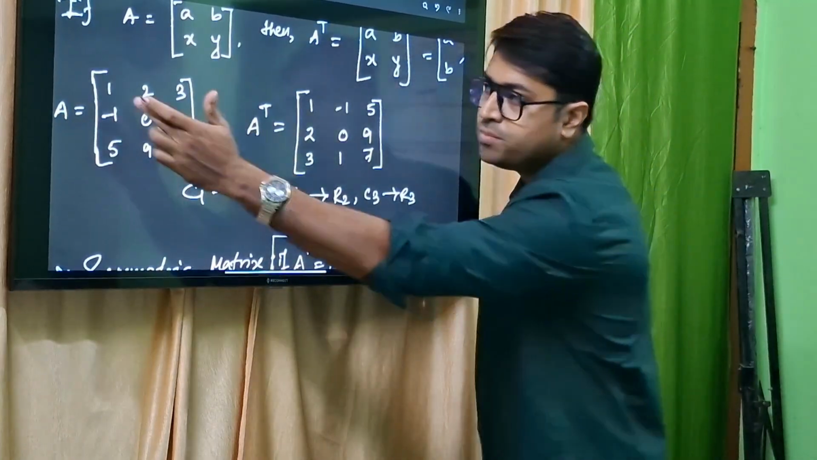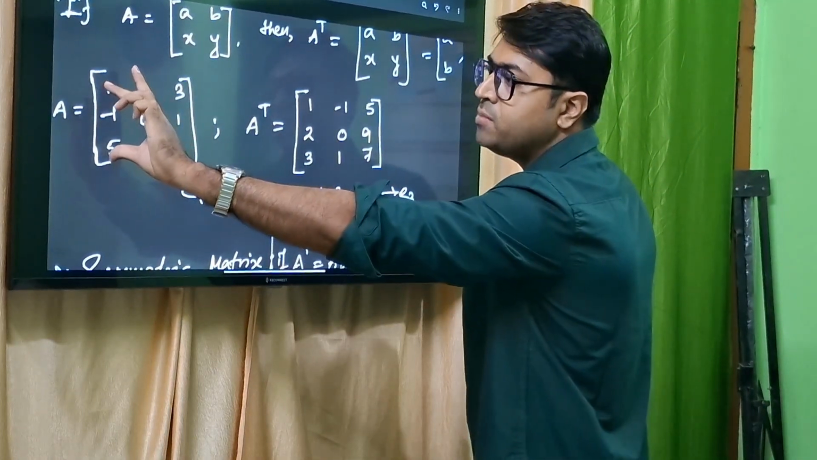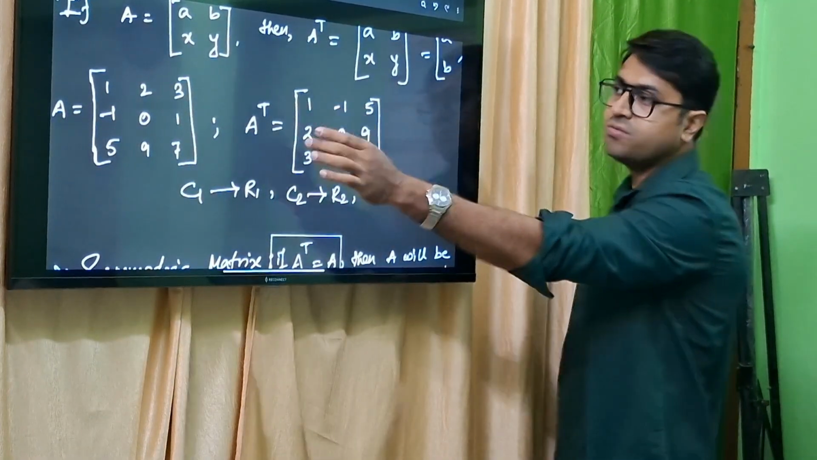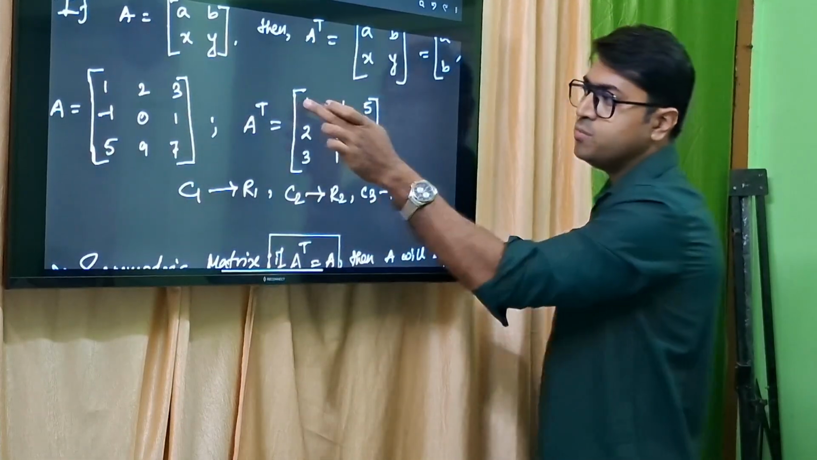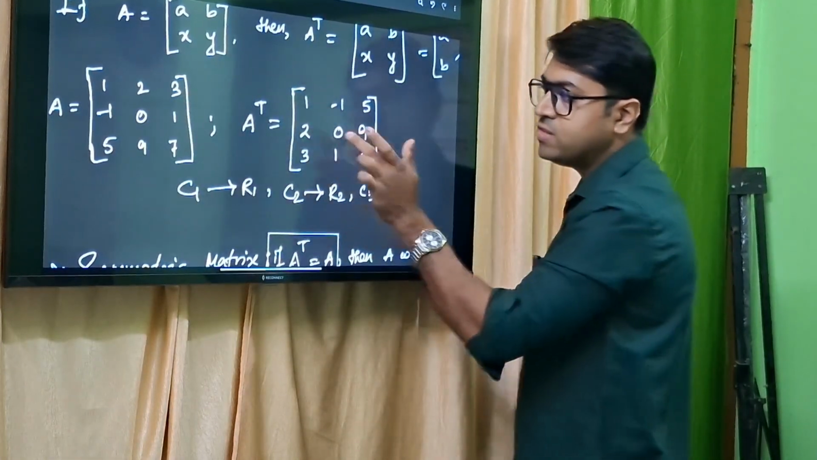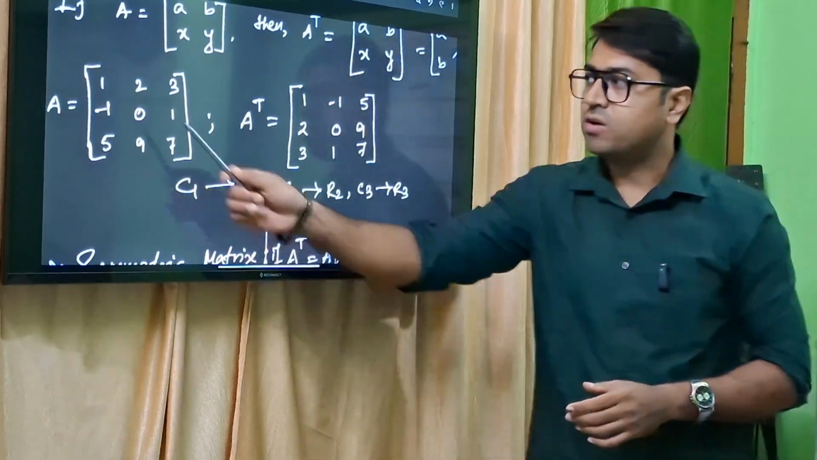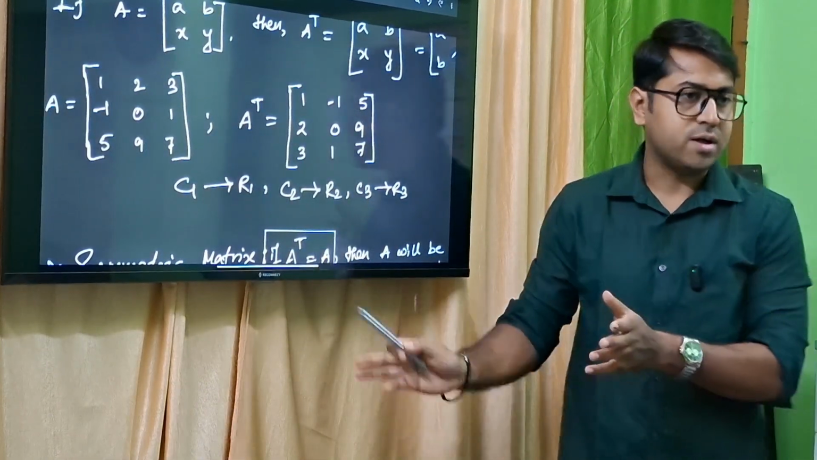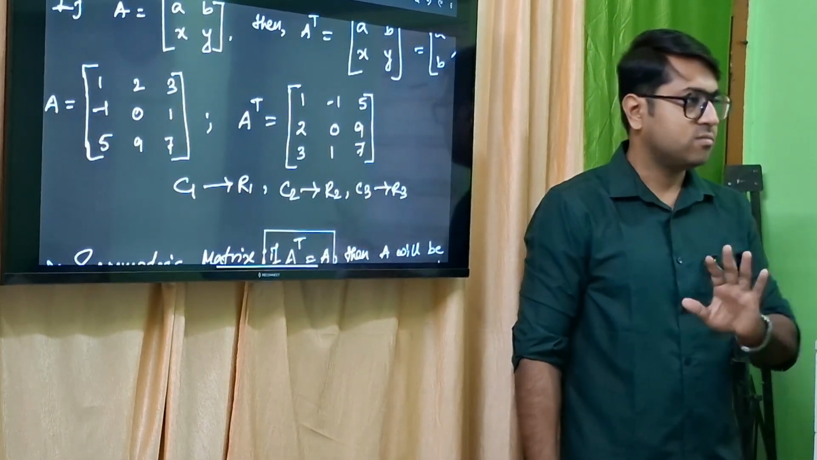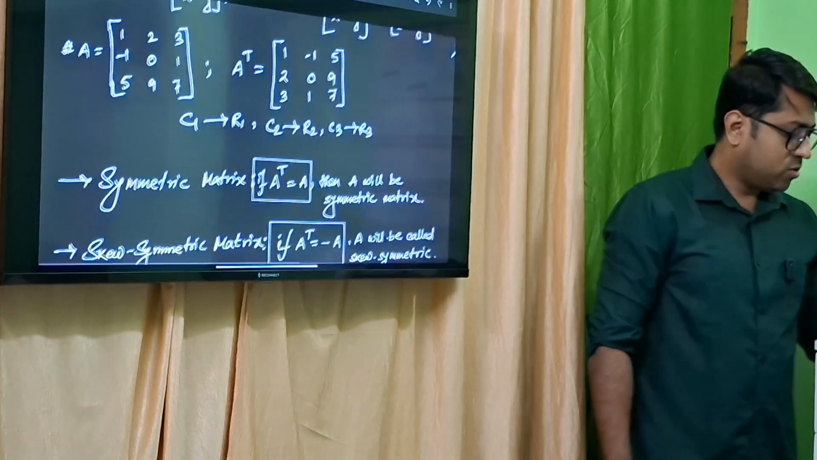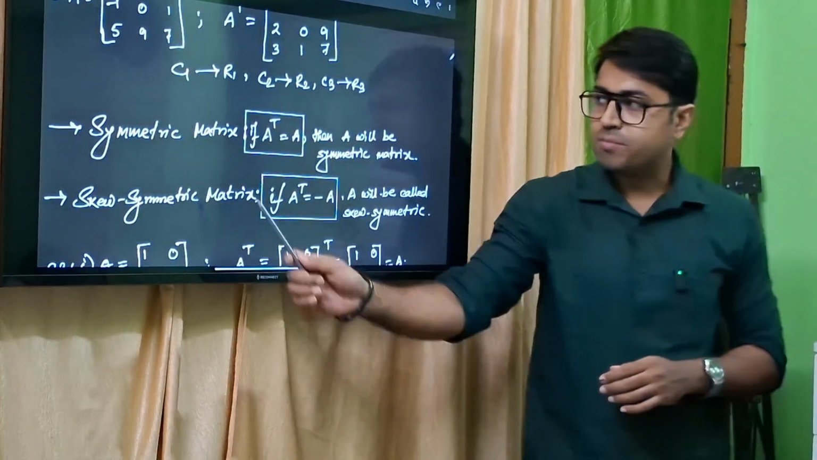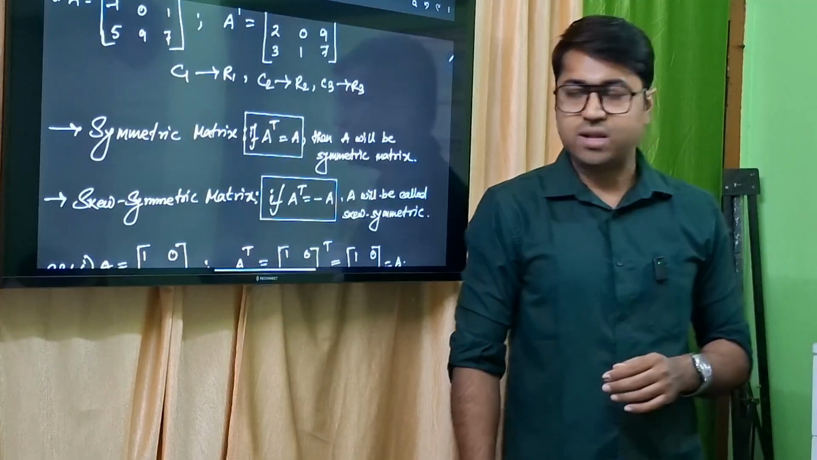If you see the column 1, minus 1, 5, that column I have written as a row. That means the first column becomes the first row, the second column becomes the second row, the third column becomes the third row, or vice versa, a row can also be taken as a column. In that manner, rows or columns will simply be shifted. So next, what is meant by a symmetric matrix and what is meant by a skew symmetric matrix.